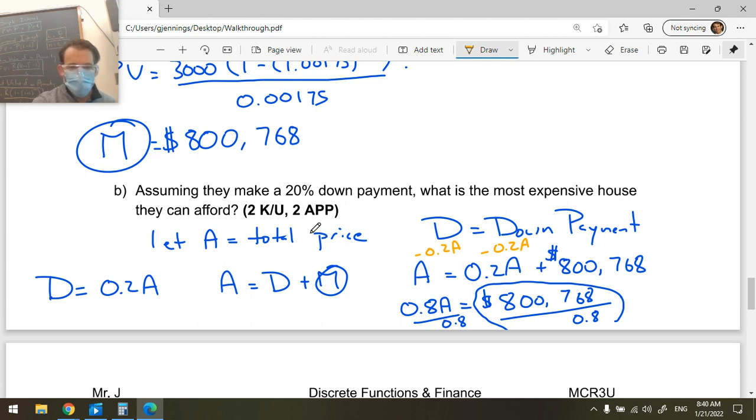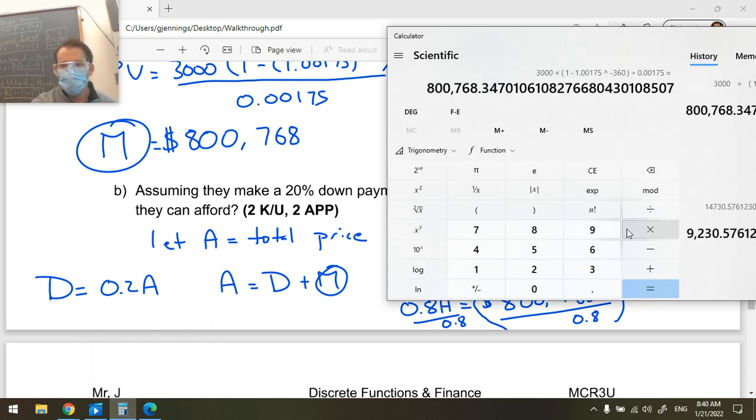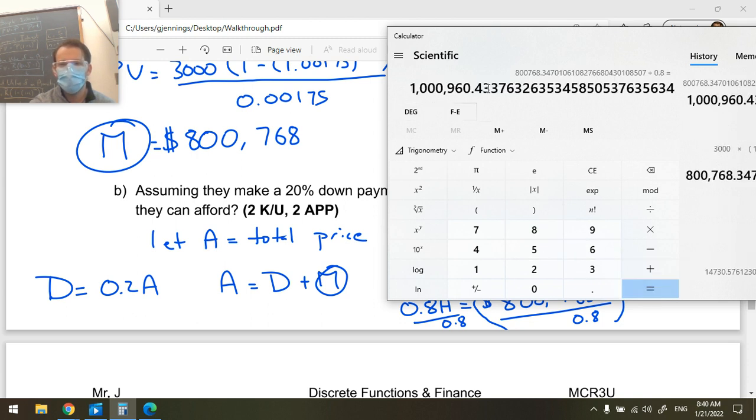So then I just punched that on my calculator. I've already got the number here. So now all the algebra does is it shows me, yes, it is correct, Mr. Jennings, to divide by 0.8, and that will find you the maximum value of a house that they can afford. This couple can afford a house that's just a hair north of $1 million. Just a hair north of $1 million they can afford. So there you go. This is how you answer all these question types.